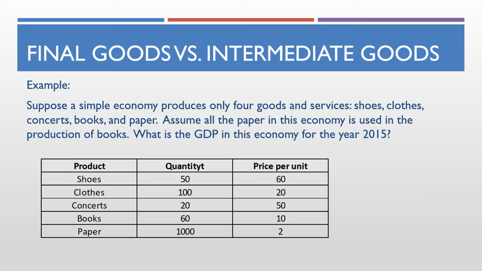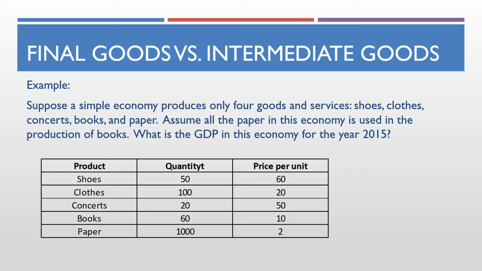And here we are given an example about the intermediate goods and final goods. So we're given a very simple example here. Suppose we have a simple economy that produces 4 goods and 1 service in this economy: shoes, clothes, concerts, books, and paper. Assume all the paper in this economy is used to produce books. So what is the GDP in this economy for the year of 2015?